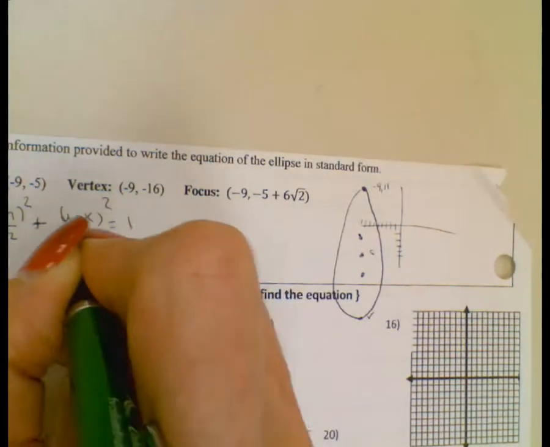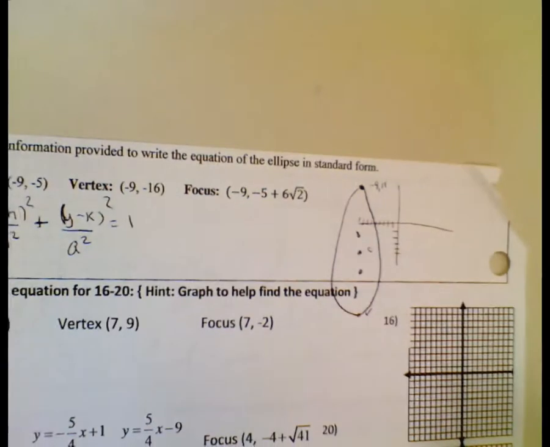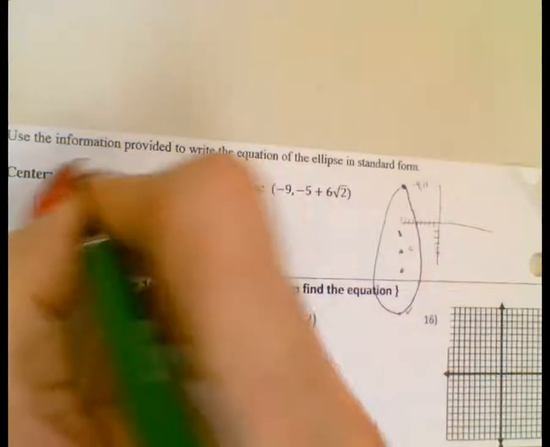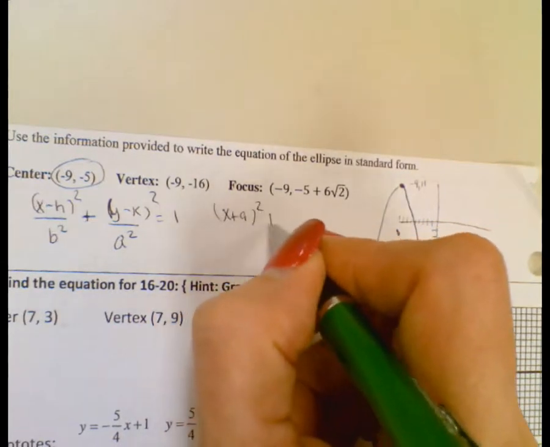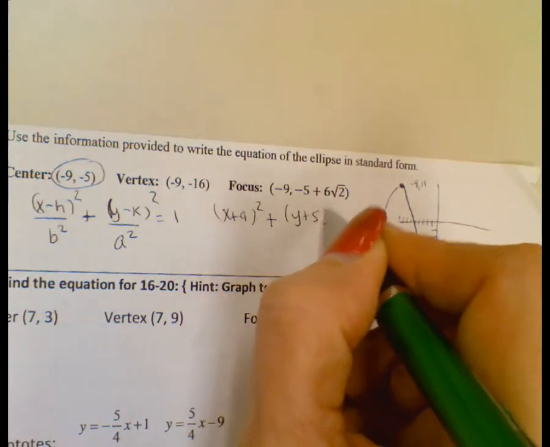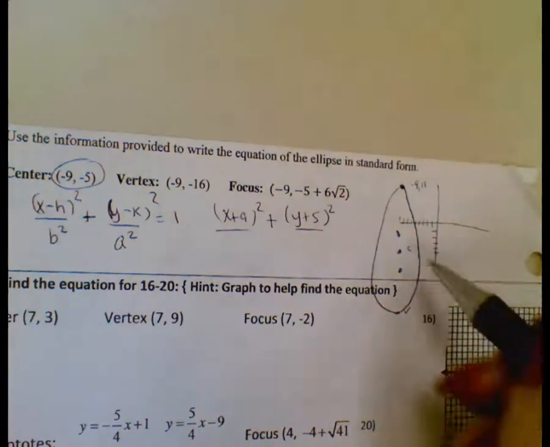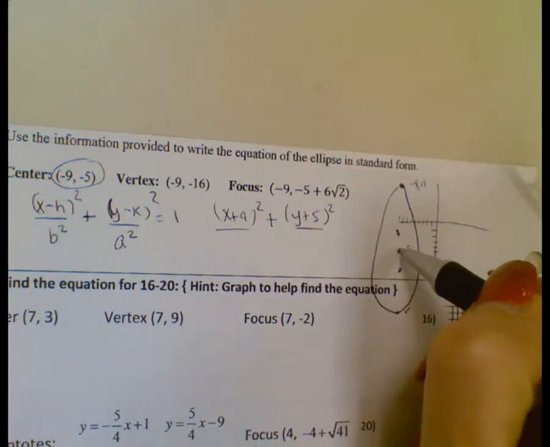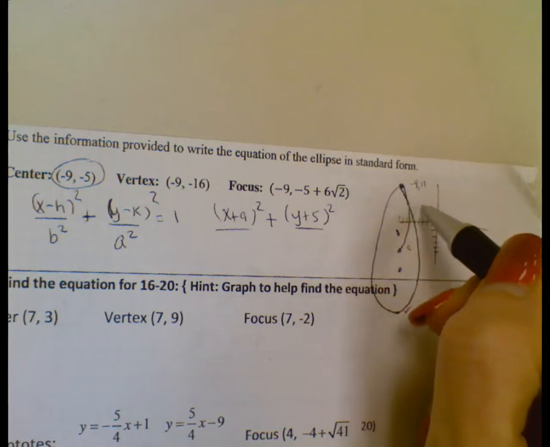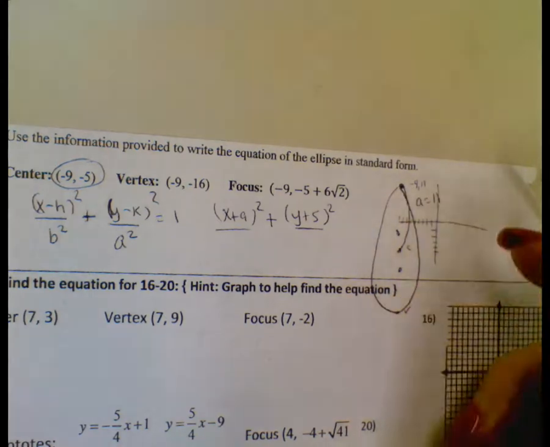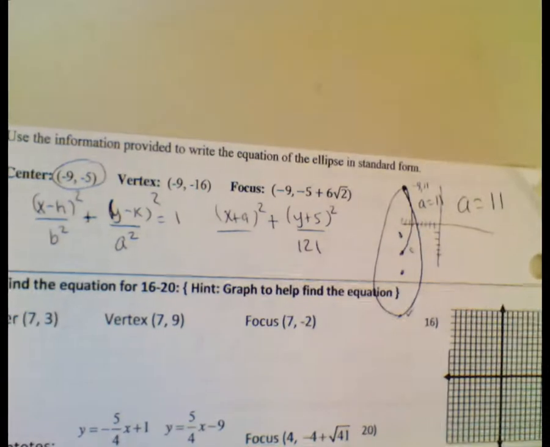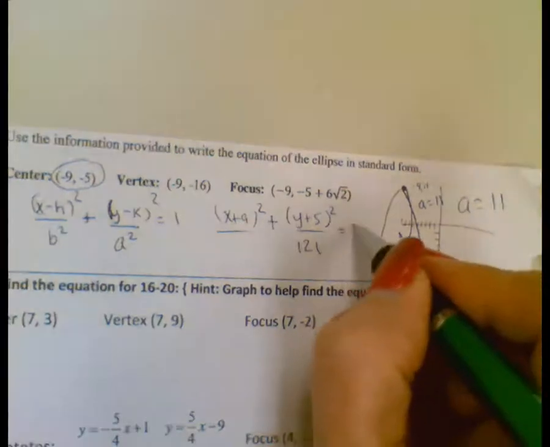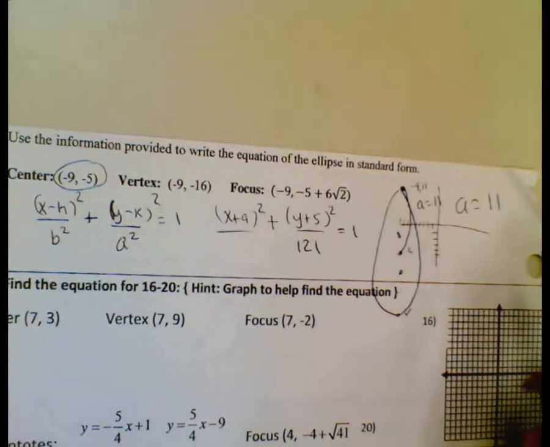So I like to write my general formula right there. Okay, so that's your general formula. So we know the center. So it's x plus 9 squared plus y plus 5 squared. The vertex distance from center to this is 11. That is a. a is 11. So this is 121 equals 1.